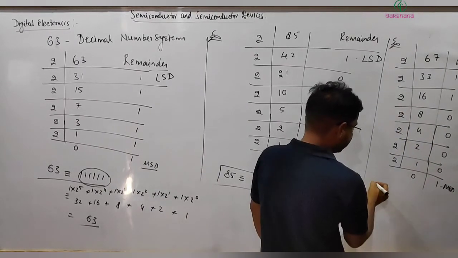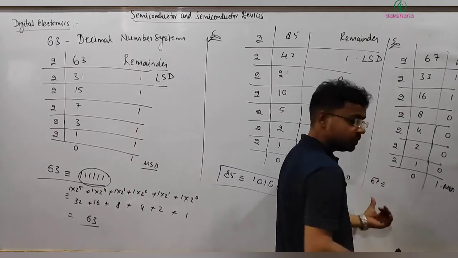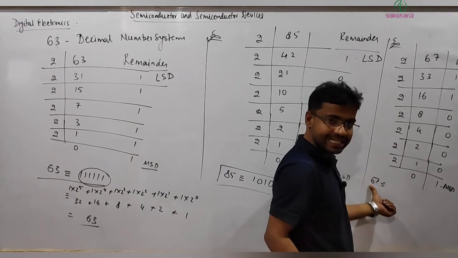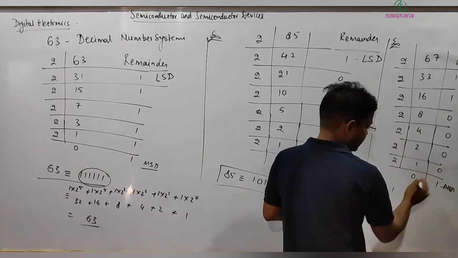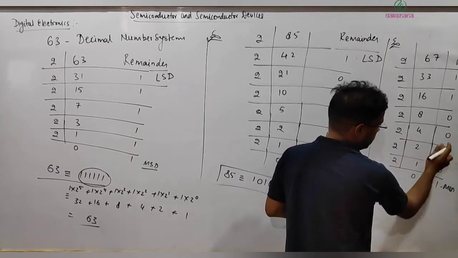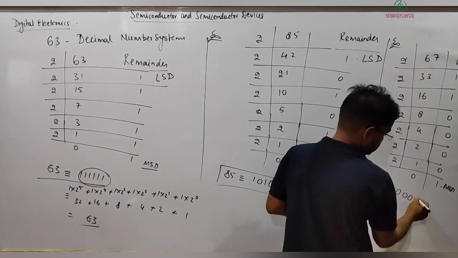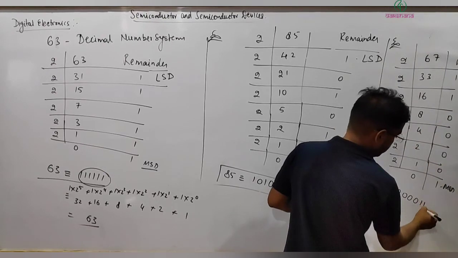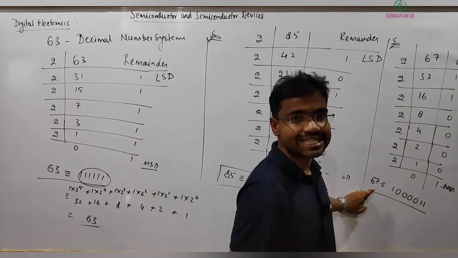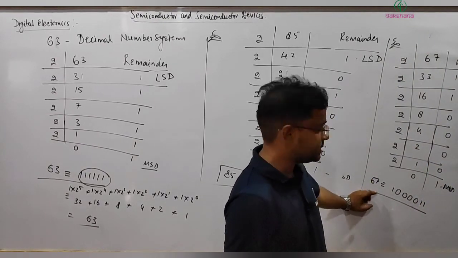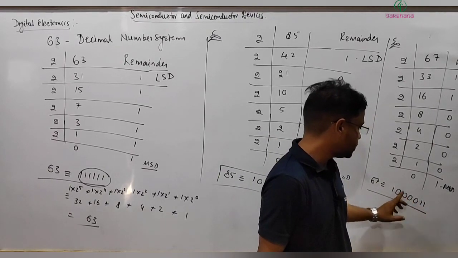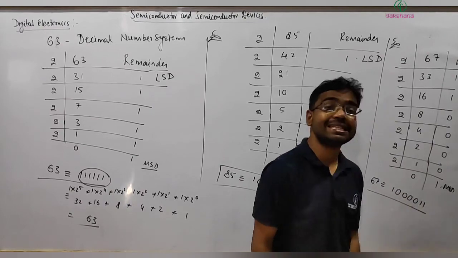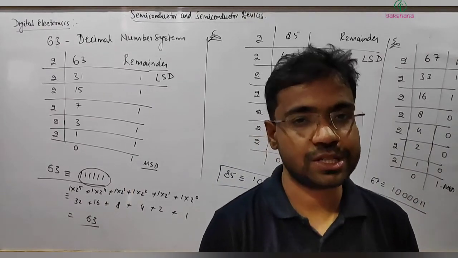So now 67 in the decimal number system will be equivalent to this: 1 will be written first, then 0, 0, 0, 0, then 1, 1. So this is 67 in the decimal number system, and that is equivalent to 1 1 0 0 0 0 1. This is 67 in the binary number system.